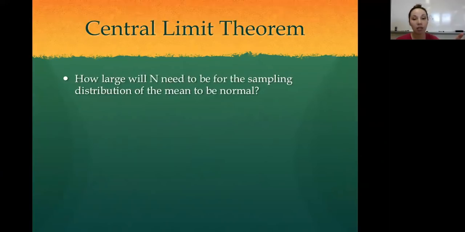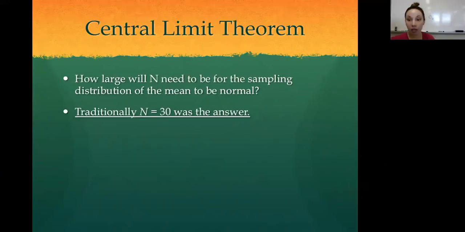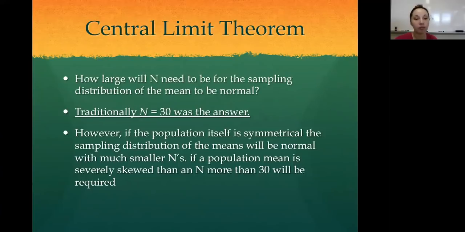So how big do we need our n to be before our distribution becomes normal? Well, traditionally, the magic number was 30. However, as we have become more savvy in statistics, we see that there are some caveats to that. However, this is kind of the rule of thumb. If the population itself is symmetrical, you may need less. However, if it's severely skewed, you may need more than 30. So it really just depends on what the original distribution looks like. But yeah, that's the central limit theorem.